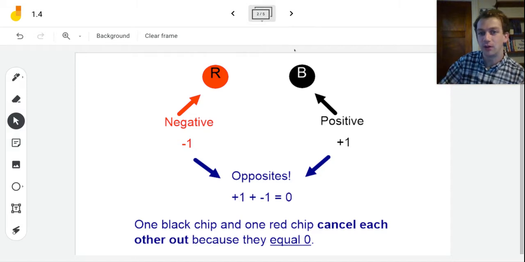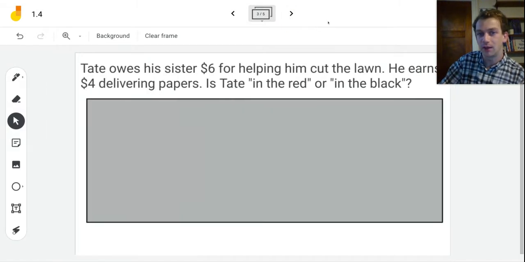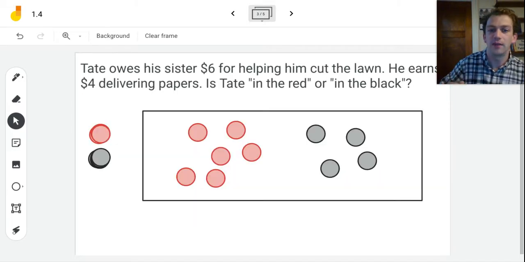Let's use that as we review the chip model that we used in class. In class, we said Tate owes his sister $6 for helping him cut the lawn. He earns $4 delivering papers. Is Tate in the red, meaning does he owe money? Is he in the negatives? Or in the black, is he in the positives and has earned money? If we take a look at his chipboard, then I see 6 red chips, which stand for the -$6 that he owes. I also see 4 black chips, which stand for the $4 that he earned, the 4 positive dollars.